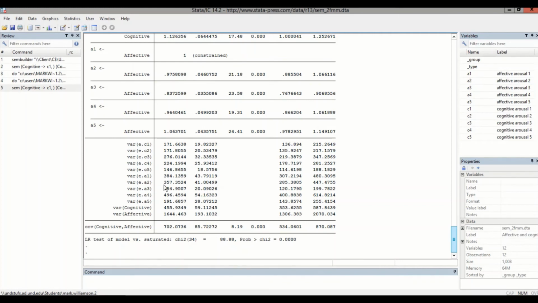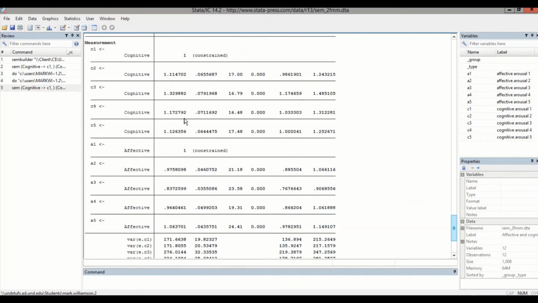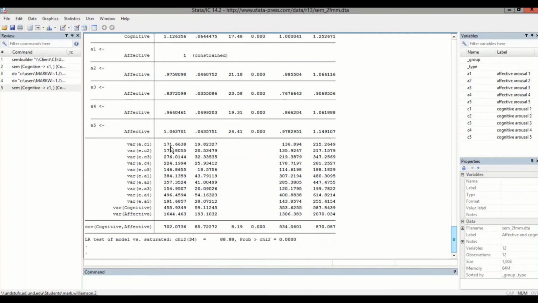And another thing to see here is that some of these coefficients, especially looking at variance and/or the covariance between the two of them, this number doesn't really make any sense. I don't even know what that means.